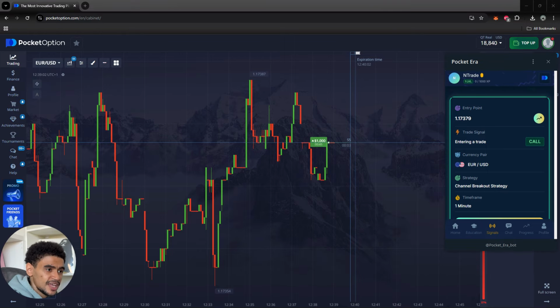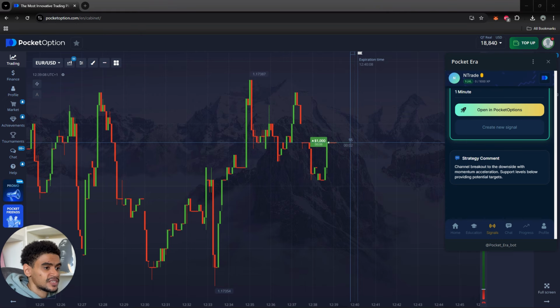Same thing, we have entry point, our signal, the currency pair, the strategy that we use, everything that we have selected. And like I said, we also have a strategy comment in here. Channel breakout to the downside with momentum acceleration, support levels below providing potential targets.